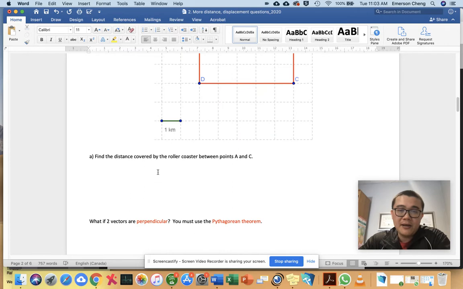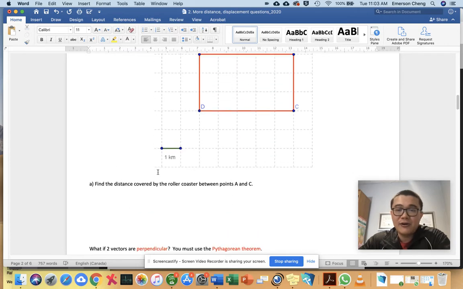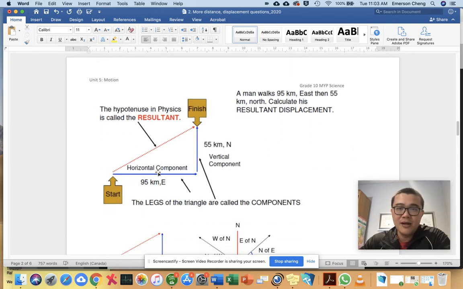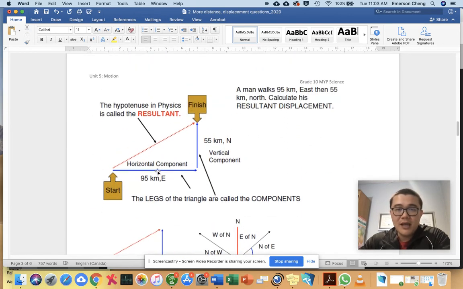You must use the Pythagorean theorem. If you remember from your math class, and I'm pretty sure you remember this, it would be a squared plus b squared equals c squared.